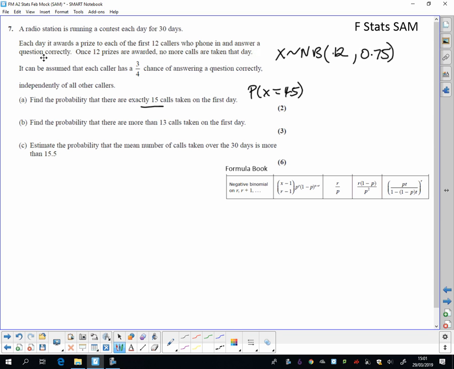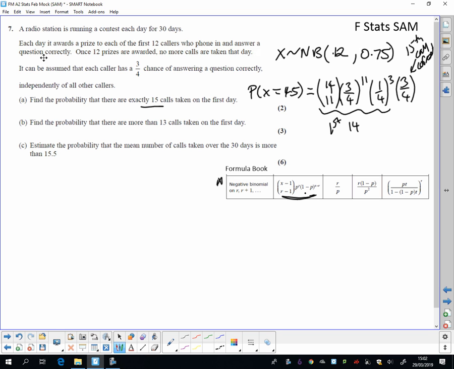Now you can use the formula book, which I've copied here. Here's your formula for your probability. Or you can also think about this logically. So what does that mean is going to happen? So the first 14 calls, we're going to have 11 people get the right, and 3 people get it wrong, but we don't care which order that happens is. And then what's going to happen is on the 15th call, they're going to get it correct. So 15th call correct, and then this is first 14 calls.